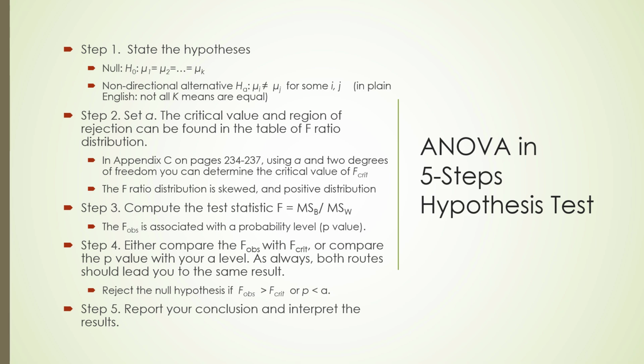Step 4 is to make a decision. Compare the observed F value with the critical value, or when using SPSS, compare the p-value associated with the observed F value against the alpha level. This determines whether to reject or fail to reject the null hypothesis. Step 5 is to interpret the results, report the conclusion, and provide an answer to the research question.